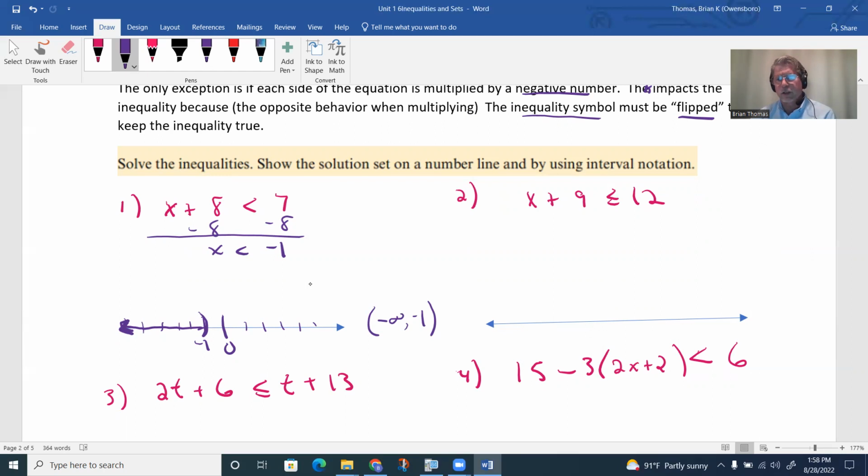So if I'm solving this inequality for x, let's see here.